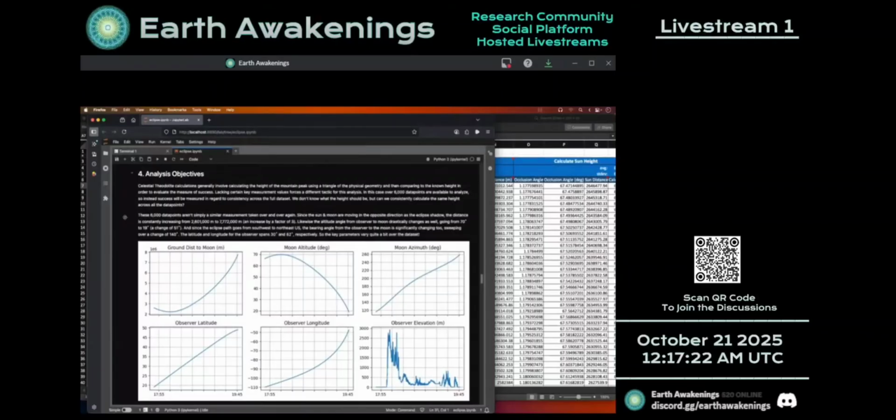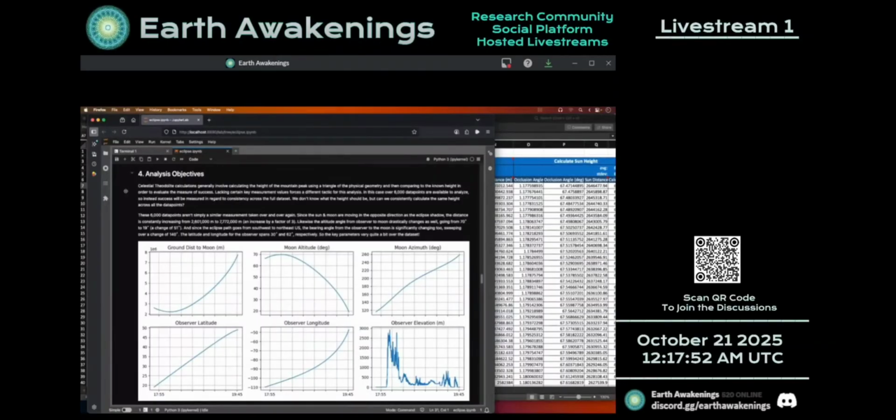And here are the objectives of the analysis. Celestial theodolite calculations generally involve calculating the height of the mountain peak using a triangle of the physical geometry and then comparing to the known height in order to evaluate the measure of success. Lacking certain key measurement values forces a different tactic for this analysis. In this case, over 6,000 data points are available to analyze, so instead, success will be measured in regard to consistency across the full dataset.